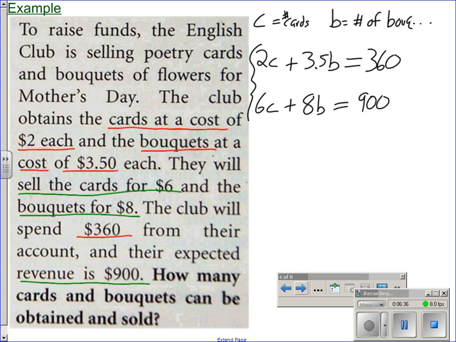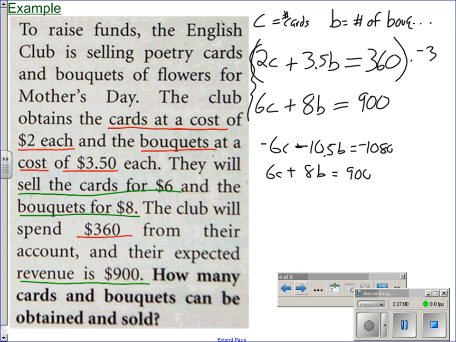You can use substitution, but we're talking about elimination in this section, so let's do that. What I'm going to do is multiply the top equation by negative 3. So we get negative 6C minus 10.5B equals negative 1080. I left the second equation the same. And now when we add these equations up, the C's go away. We're left with negative 2.5B equal to negative 180. Solve for B, you get 72.